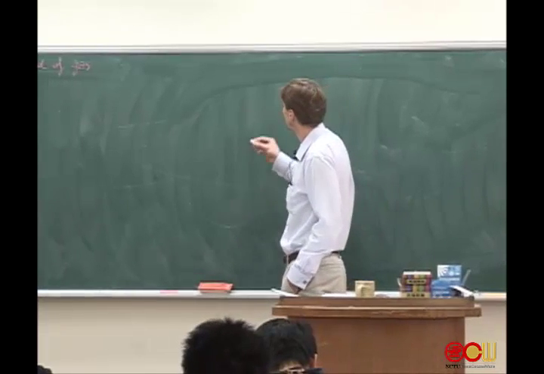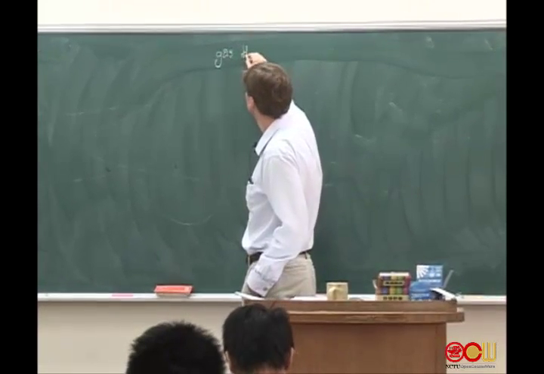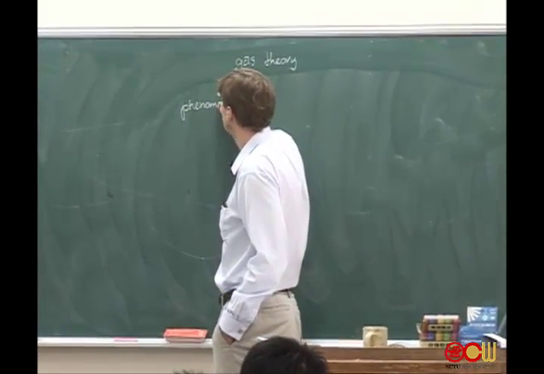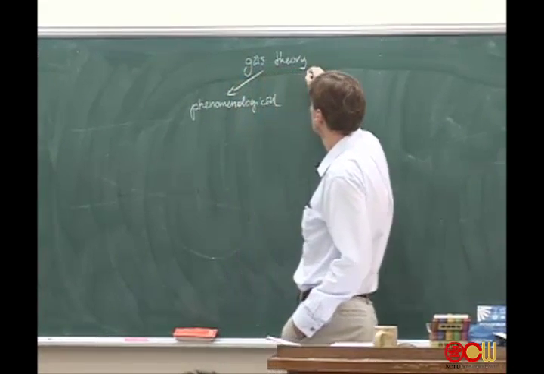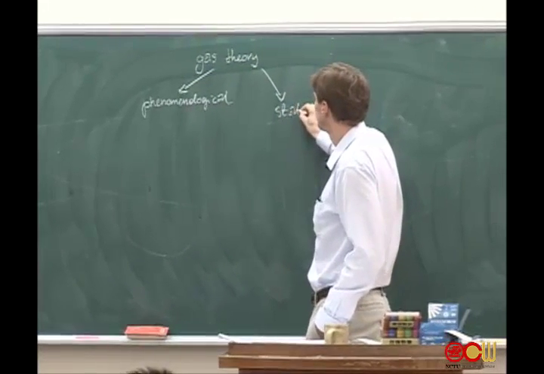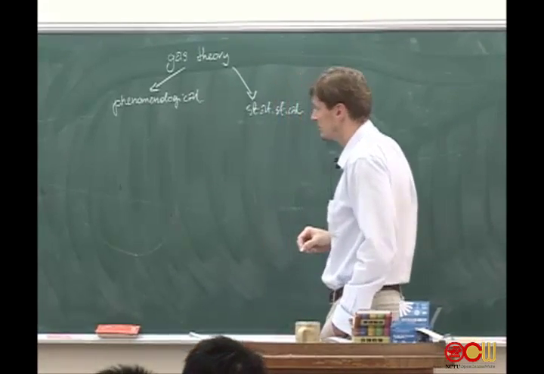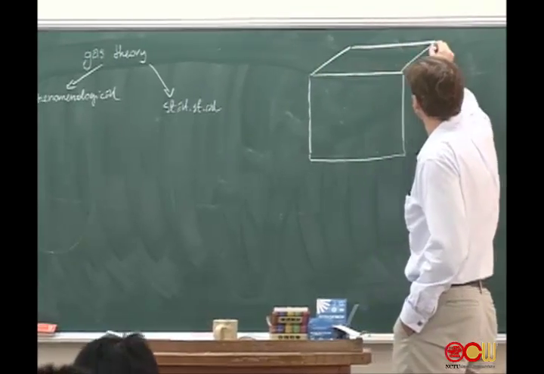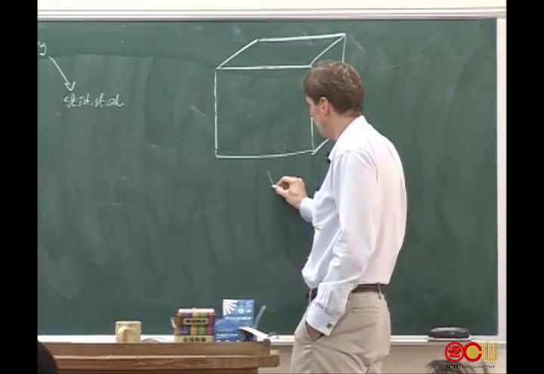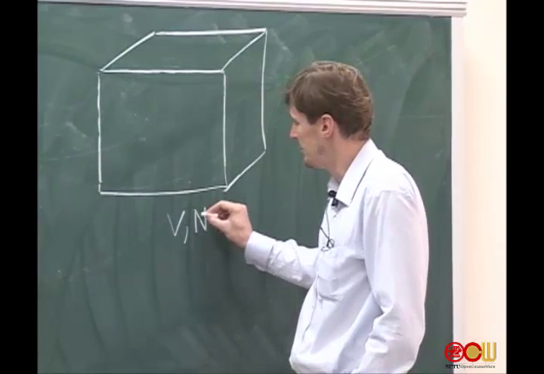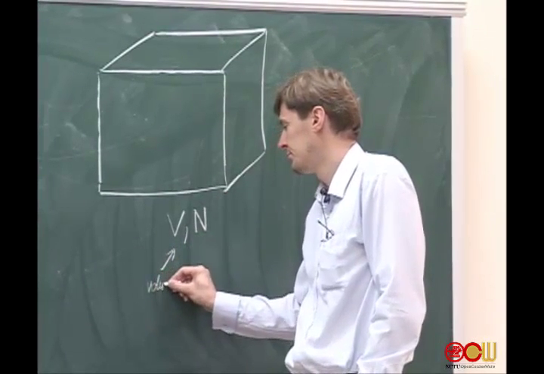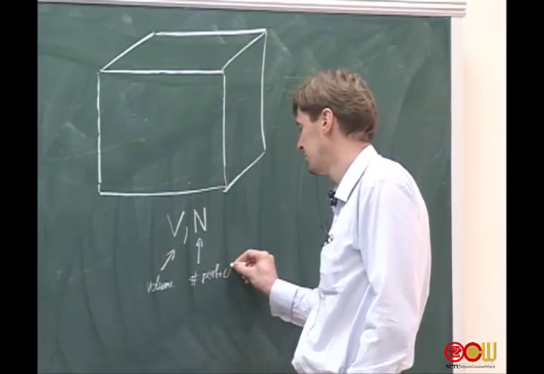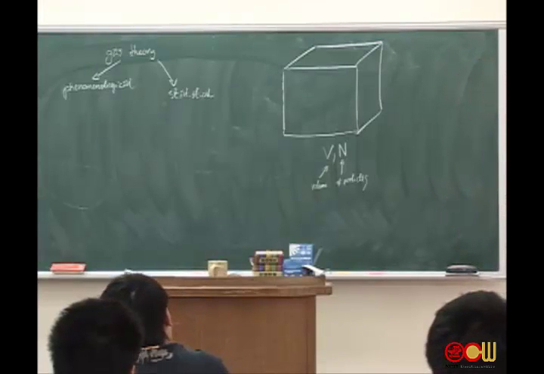So we defined the gas theory from the phenomenological side. Now we are going to define it from the statistical side. So what we are going to do, we are going to take a huge box of the volume V and n particles inside. So we have volume, we have the number of particles.